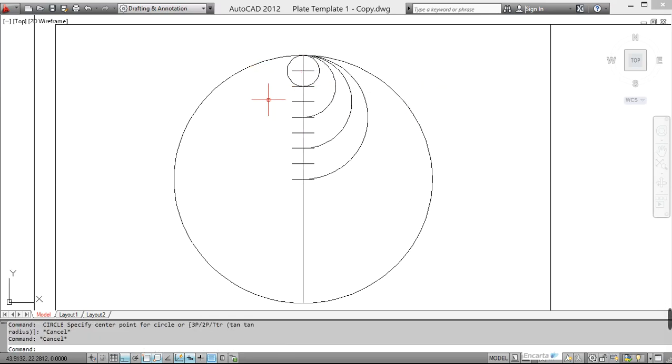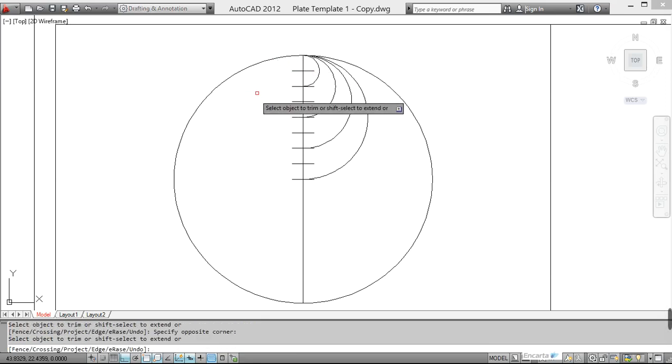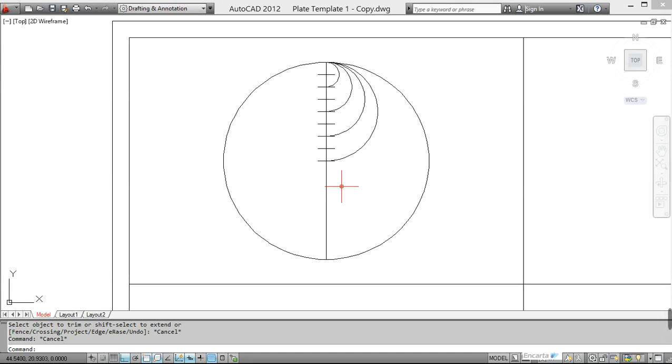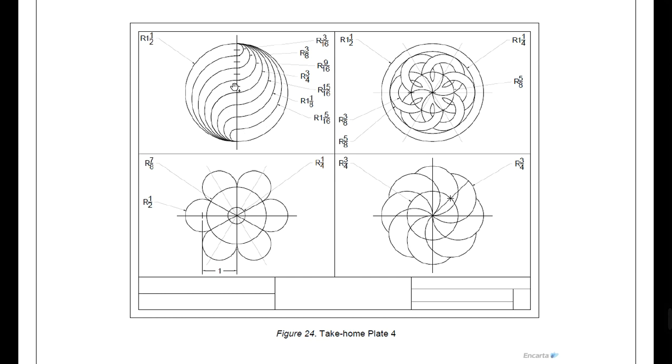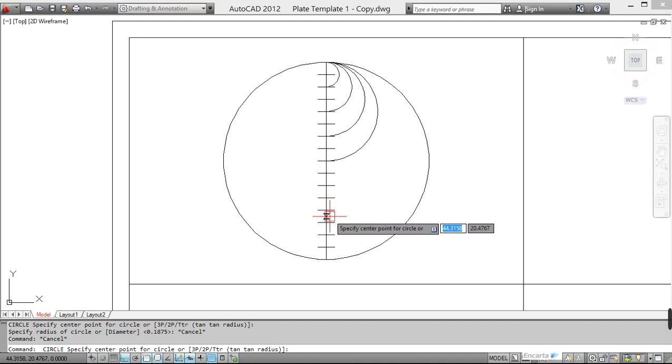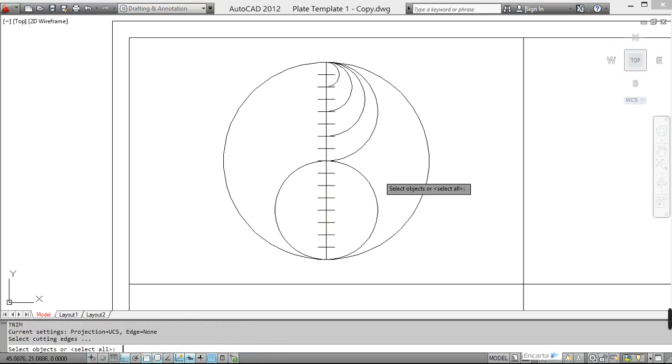And last, we can do the same thing with these figures. So just follow the steps. Okay.